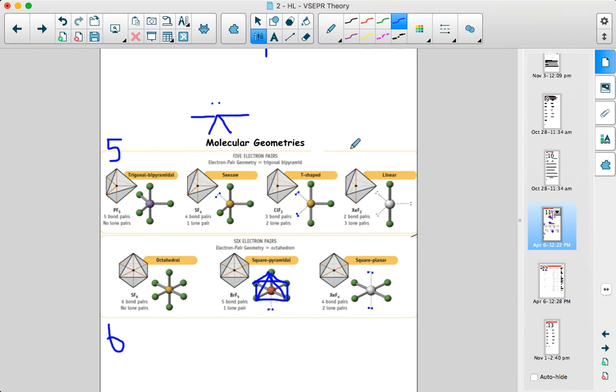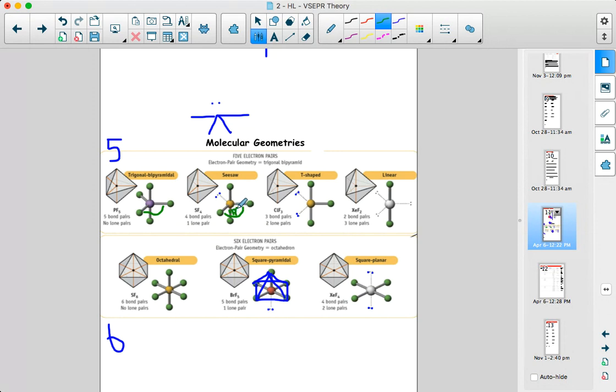In terms of what's going to happen to the bond angles, well, we do know that the non-bonding pairs repel more than the bonding pairs of electrons. So if the bond angle here was 120, now when I have this lone pair, we would expect this bond angle to shrink down to about 117, something a little bit less than 120.